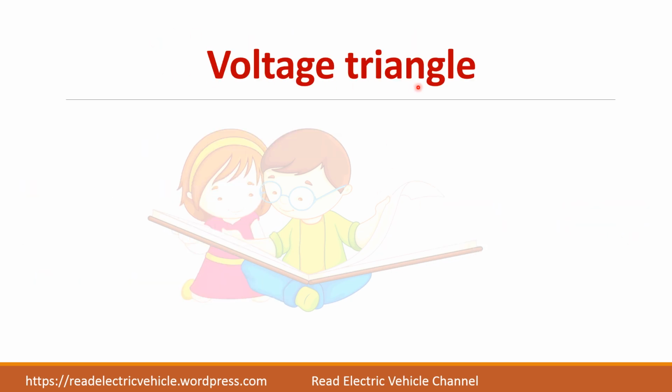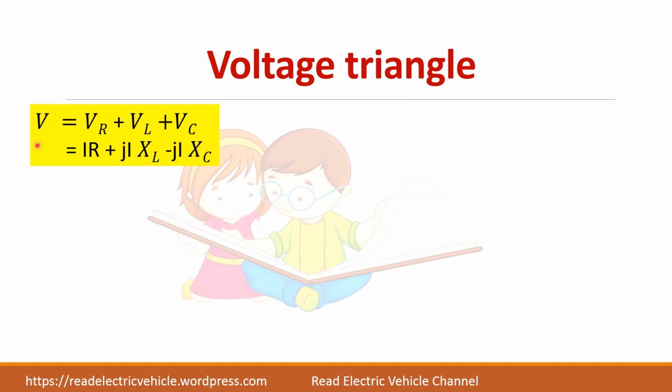Now let us draw the voltage triangle. So V is equal to VR plus VL plus VC, which can be written as I into R plus, what is VL? I into XL. You will get a J component because VL will be leading the current by 90 degree. In case of a capacitor, the voltage will be lagging the current by 90 degree. So you have to use minus J.